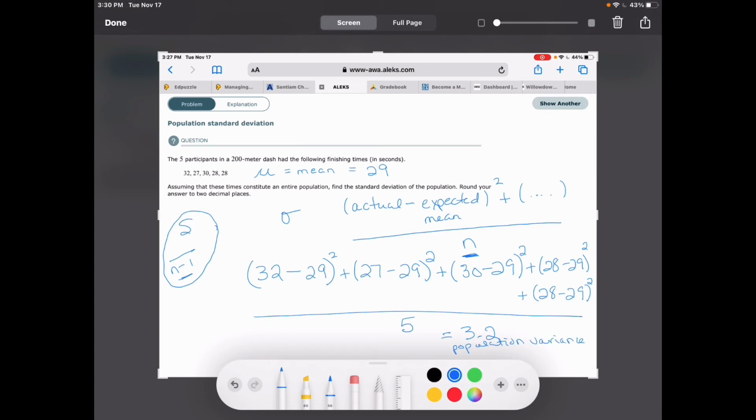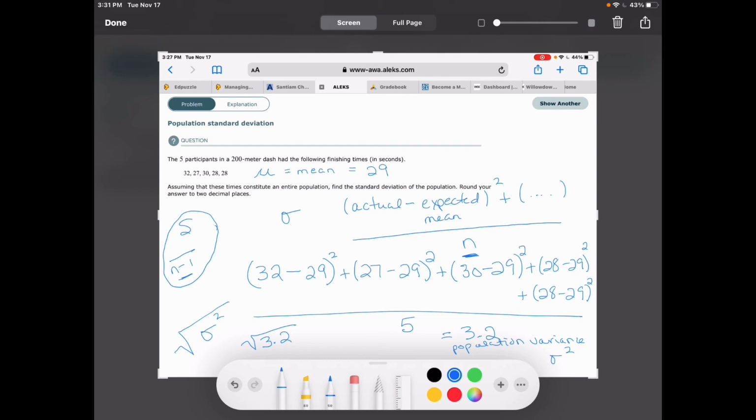It is this symbol. Got our little population squared. And so to get the actual population standard deviation, I'm going to take the square root of the number I just came up with. So in our case, it's going to be the square root of 3.2. So I'm going to do that in my calculator. Shift, square root, shift, answer, enter, and I get 1.788854382. And it says round your answer to 2 decimals.